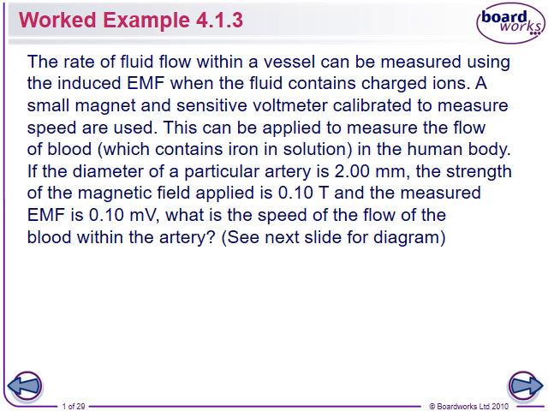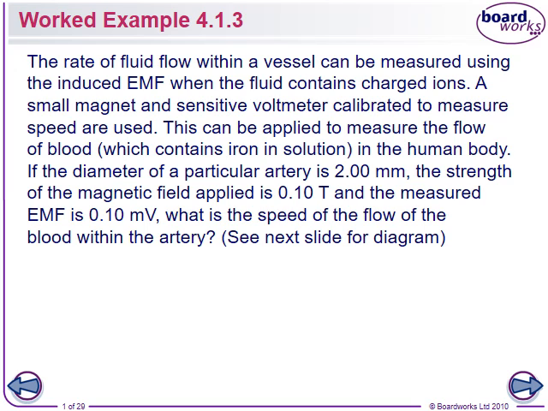So this is telling us about an application of this. The rate of fluid flow within a vessel can be measured using the induced EMF when the fluid contains charged ions. A small magnet and sensitive voltmeter calibrated to measure speed are used. This can be applied to measure the flow of blood, which contains iron in solution in the human body.